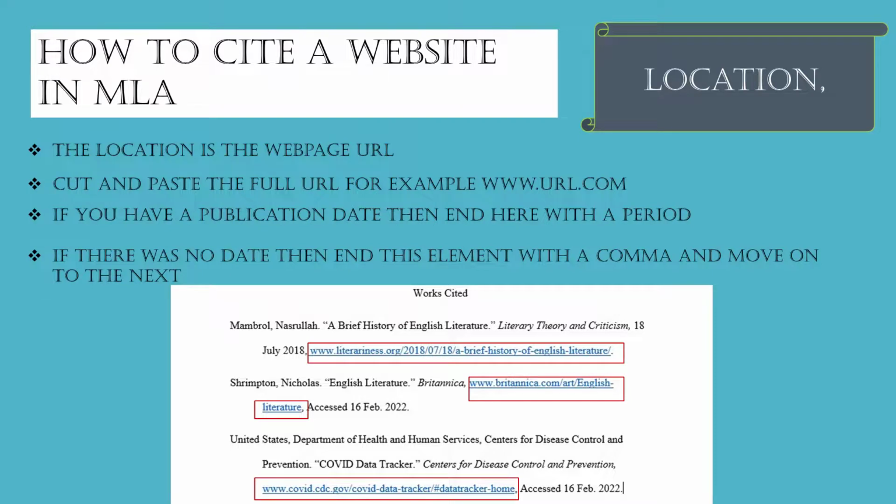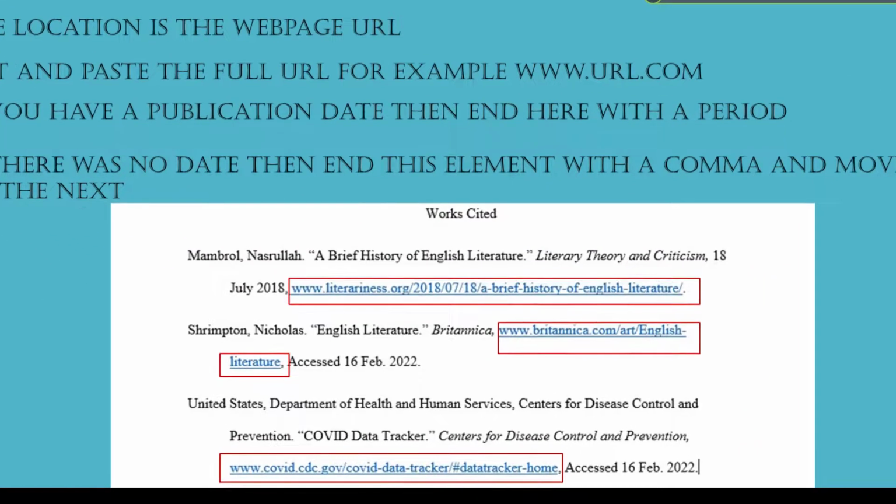Next up will be the location. In the case of a web page, this will be the URL. If you have a date of publication, then you will end with a period and your citation is complete. If you have no date, then move on to the next element. Note that you will not include the https:// part of the URL, as you can see in these examples.